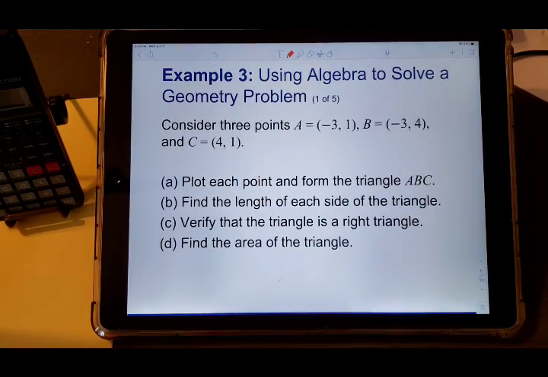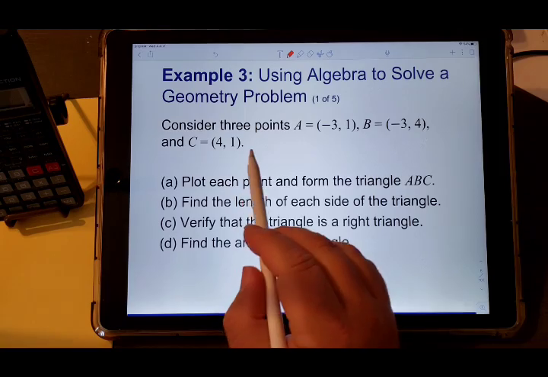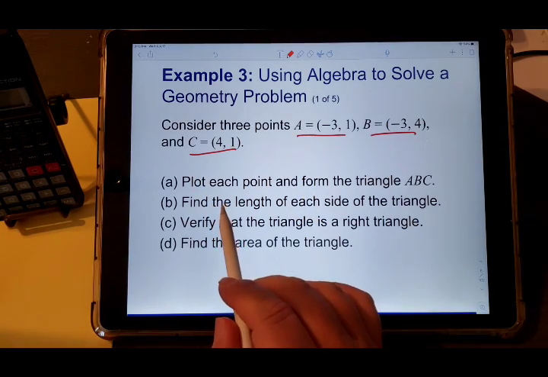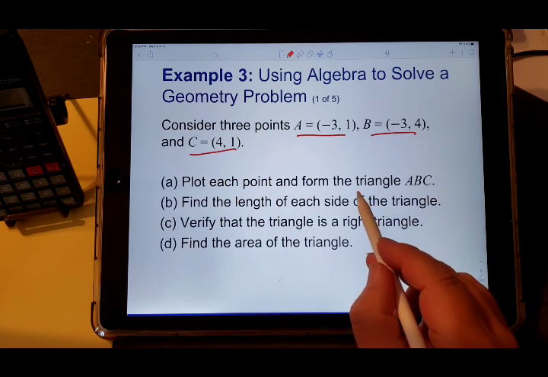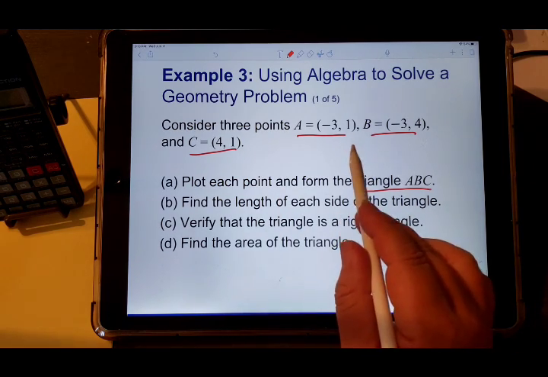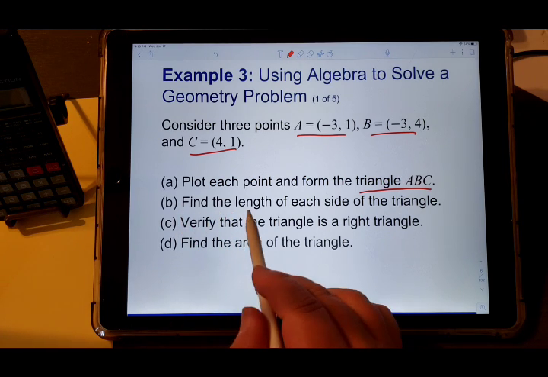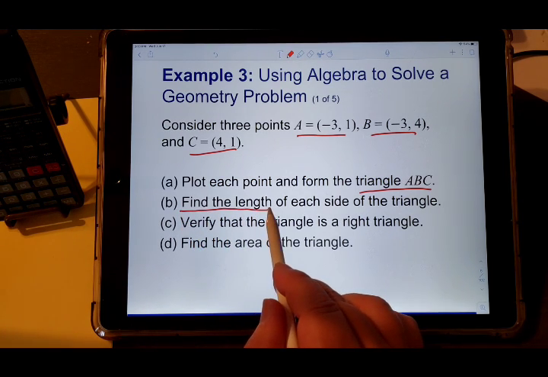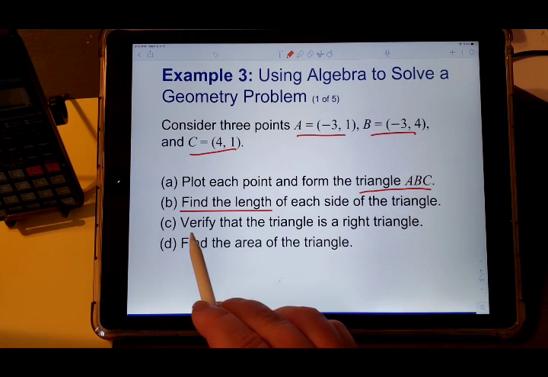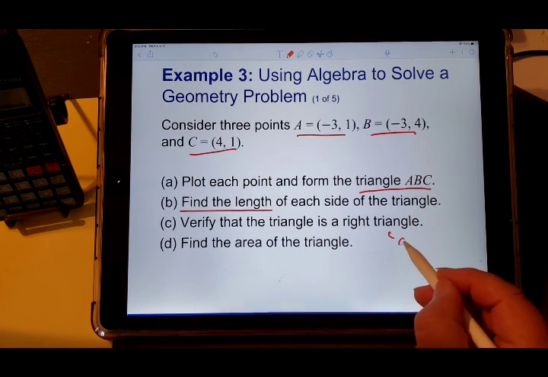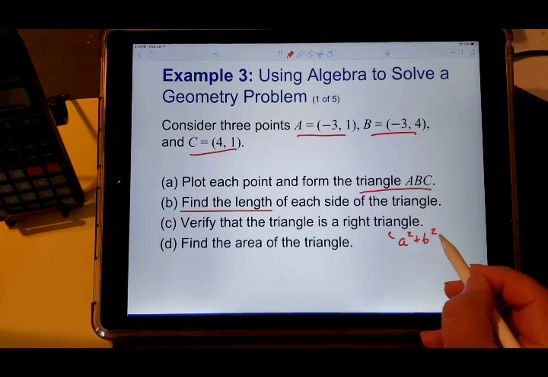All right. So this is a pretty big problem. Just a lot of parts to it. But they asked us to consider these 3 points and basically plot them to form a triangle. So we're going to plot these 3 points. It's going to form a triangle. We're going to use the distance formula, apparently, or whatever method, to find the length of each side of the triangle. And then we want to verify the triangle is a right triangle using the Pythagorean theorem.